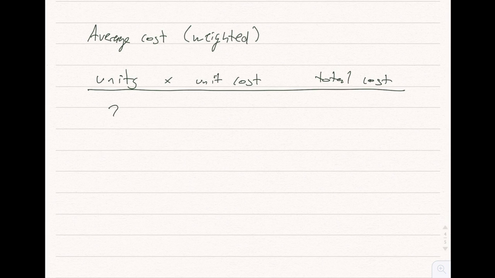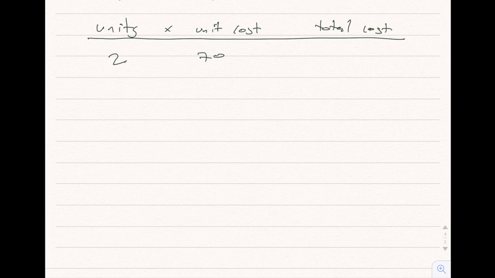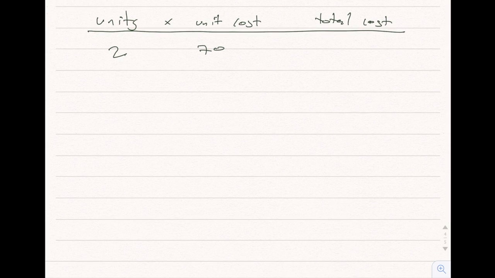Okay, so let's say you have 2 at 70, but again, probably more cumbersome than a specific identification context, because if you could keep track of every single one, then you wouldn't need this weighted average. So this is just sort of a compromise for the in-betweeners, for those who don't want to use LIFO over FIFO, but it doesn't make sense for them to use specific identification either. So 2 at 70, 140, 4 at 80, 320, and 1 at 100, 100, 560.